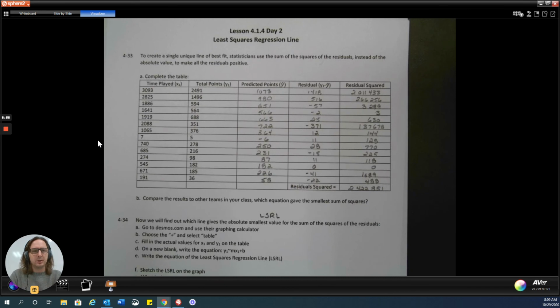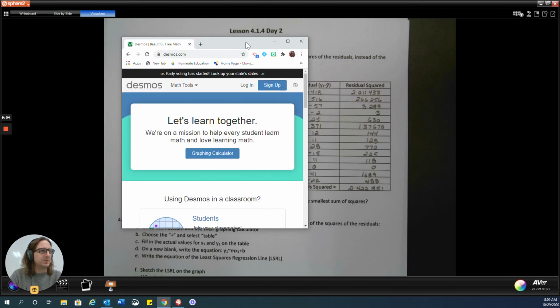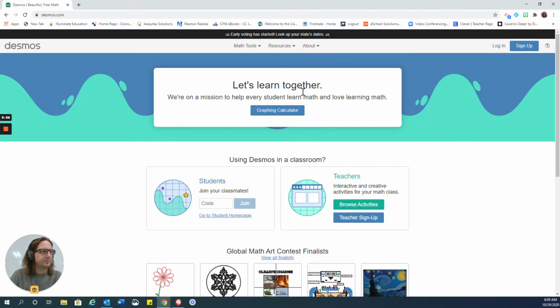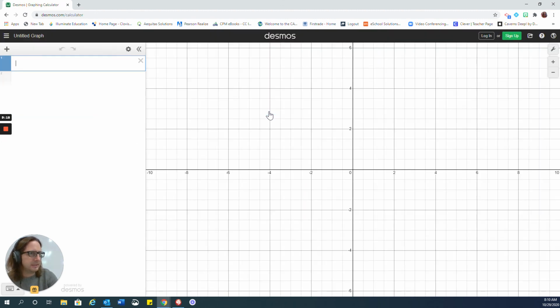So our next thing that we're going to do is pull out Desmos. So here's Desmos. Don't go to student.desmos.com, just go to desmos.com and then choose their graphing calculator. All right, so what we're going to do is choose this plus item that says add item, and we're going to add a table.